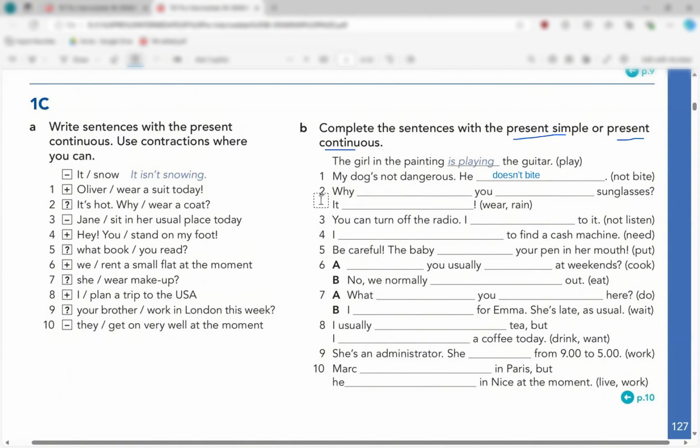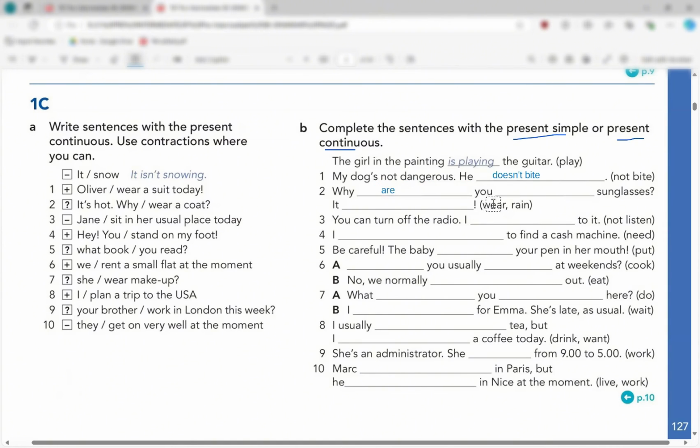Now, number two, question. Look at that. Why use sunglasses? It rained. So that means I'm asking the question, wear sunglasses right now, at the moment. So that will be present continuous. So for you, we use are.